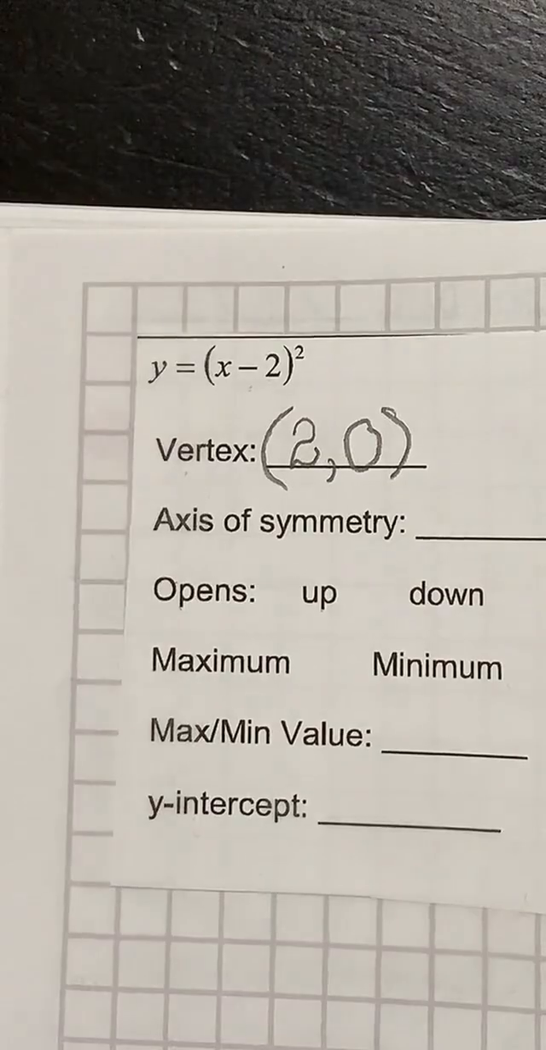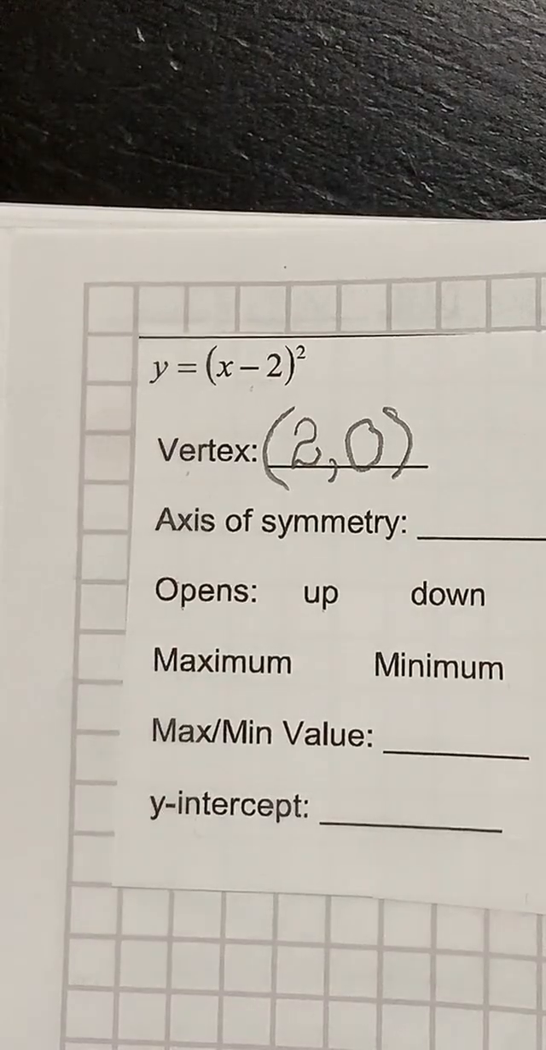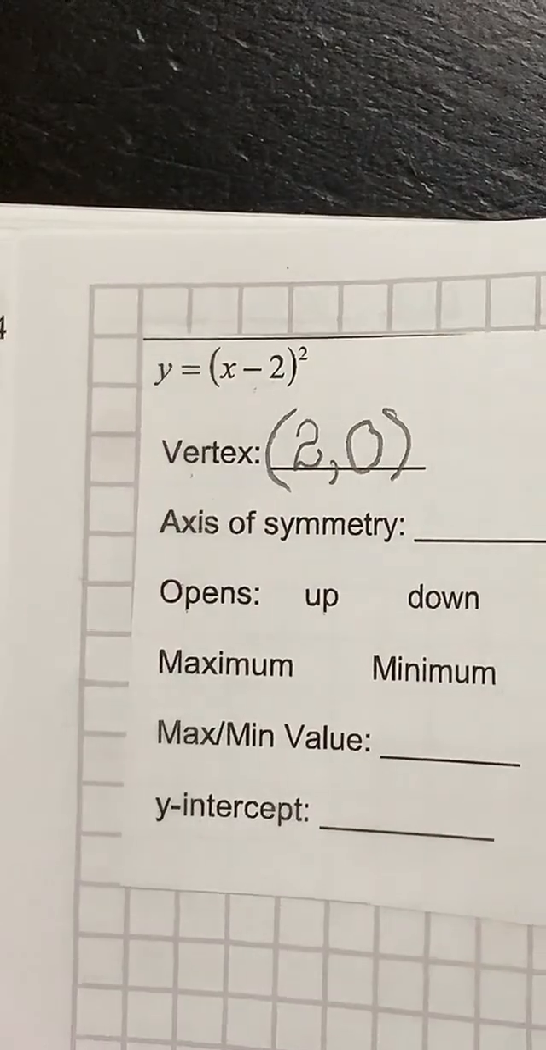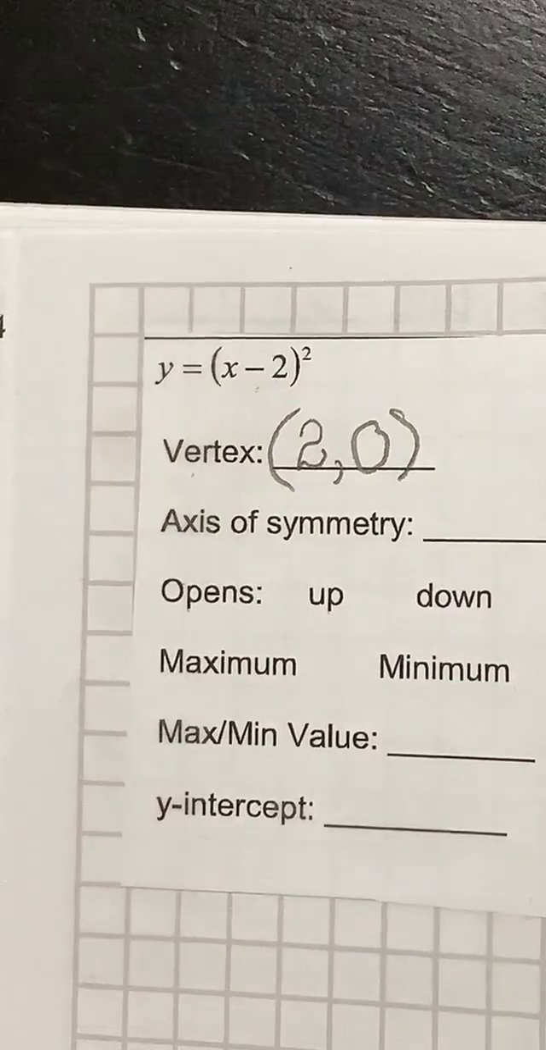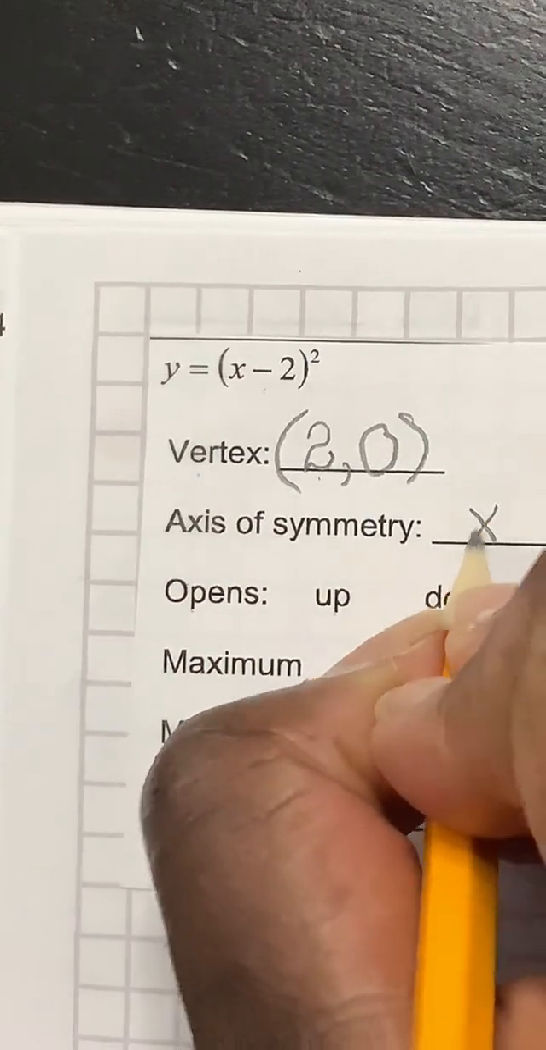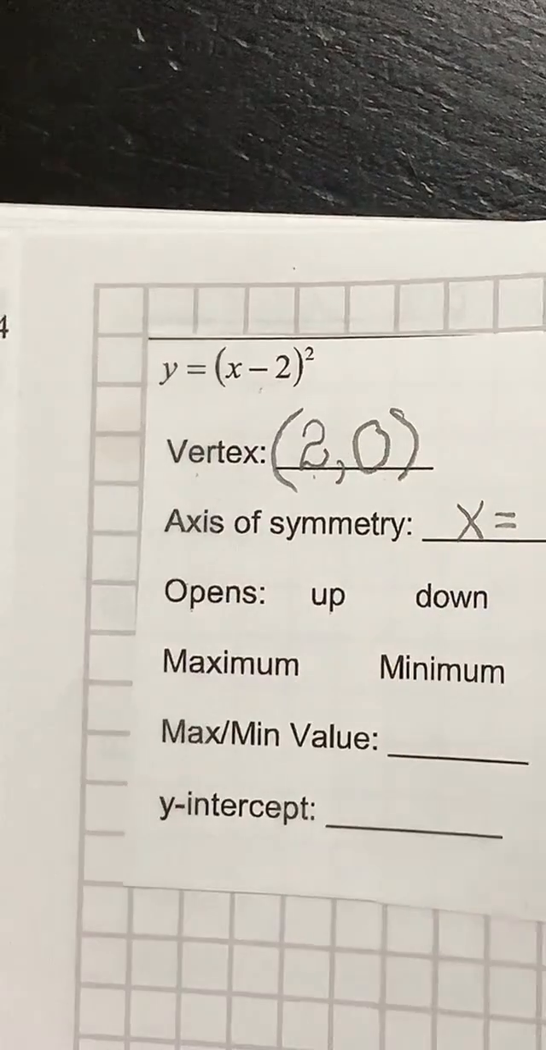Okay, we're okay? All right. So you do the parentheses first. Yes. Because the parentheses is going to be your x values. Outside the parentheses will be your y values. So if my vertex is 2, 0, what's my axis of symmetry? It's going to be x equals what?